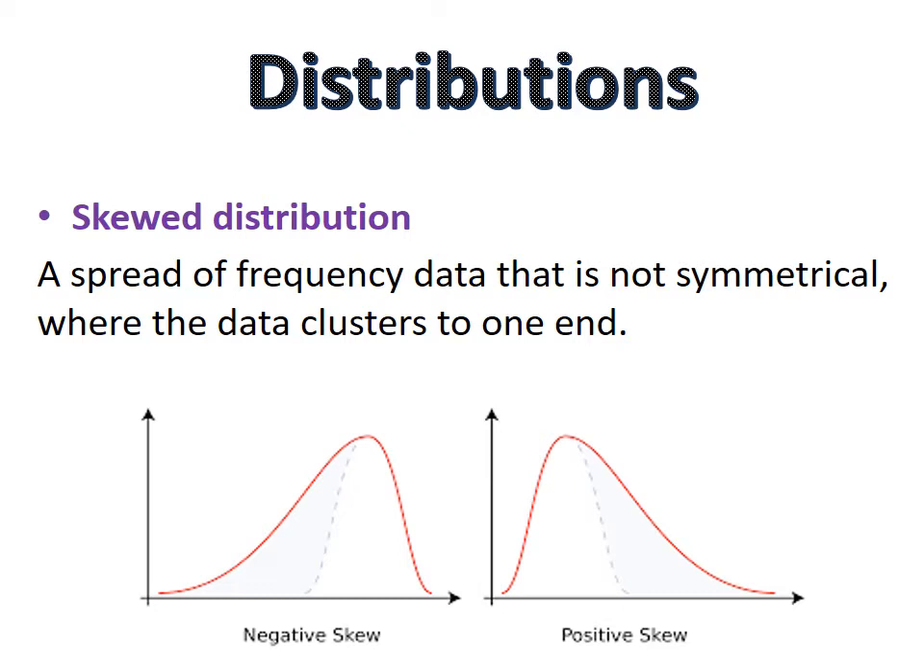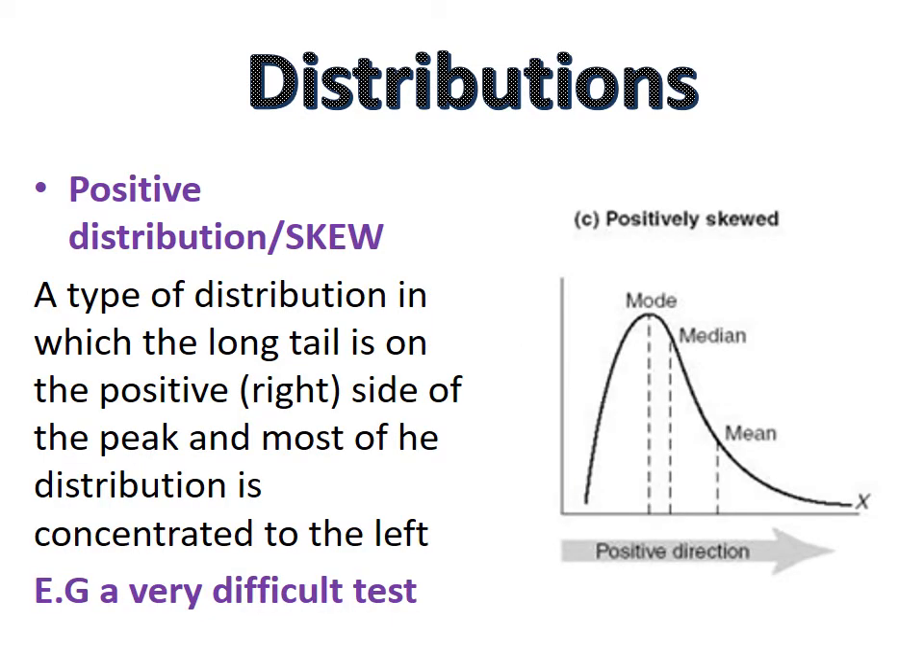In a skewed distribution, you don't end up with a bell curve that is symmetrical. What you end up with is it skews to either the right or the left. And it's important that you know which is which and what that means. So if it skews like this to the left with a long tail down to the right, that's what we call a positive distribution.